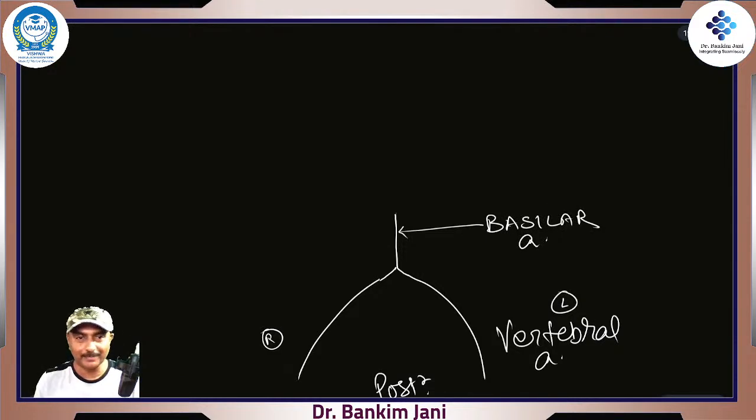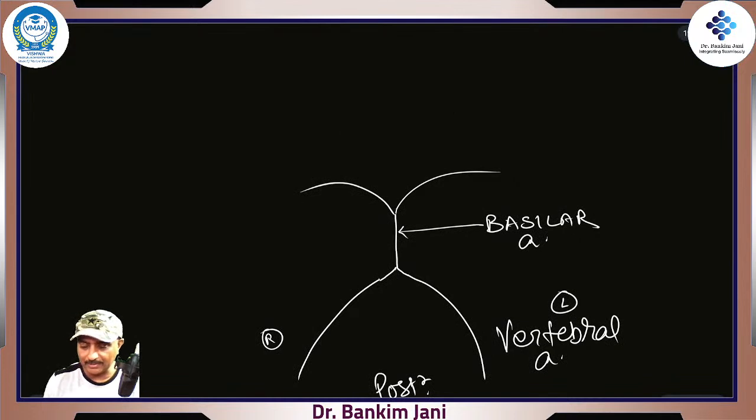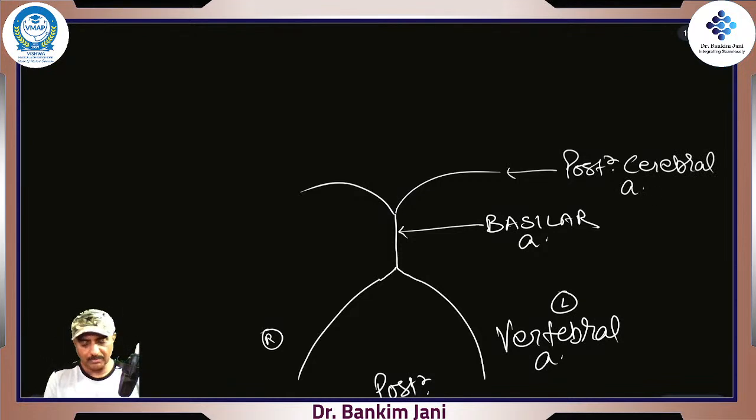What we are discussing will make the entire circulation of the brain within just 2 minutes. So that is the basilar artery, and then this basilar artery divides. Now over here there is the cerebrum, so when it is dividing, we'll call this the posterior cerebral artery. Here also it is the posterior cerebral artery.